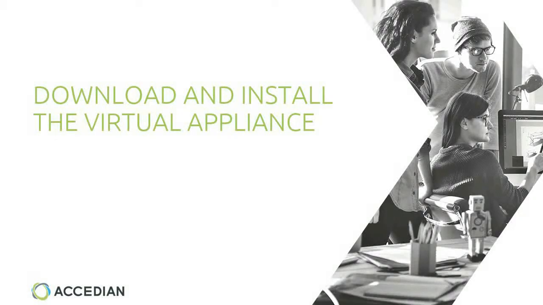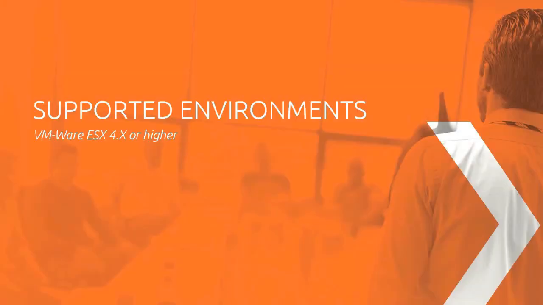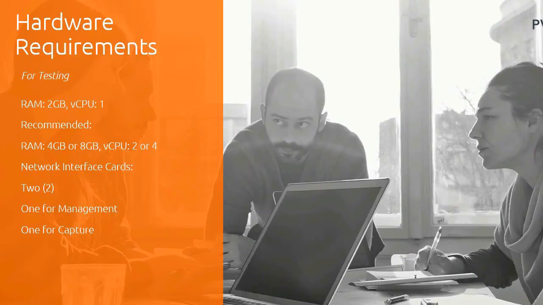I am going to show you how to download and install the Accedian Skylight PVX virtual appliance. The supported environments today are VMware ESX 4.x and higher. The minimum requirements for testing: 2 gig of RAM and 1 virtual CPU.